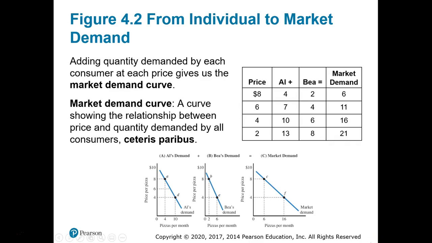Now, if I were to combine it into a market of one firm, so let's say the Pizza Inn. There's not just one Pizza Inn, there's multiple Pizza Inns or Pizza Huts in your case. If we were to add the quantity demanded by each consumer at each price given, that's going to give us a market demand curve for pizza. So a market demand curve shows the relationship between price and quantity demanded by all consumers in that industry.